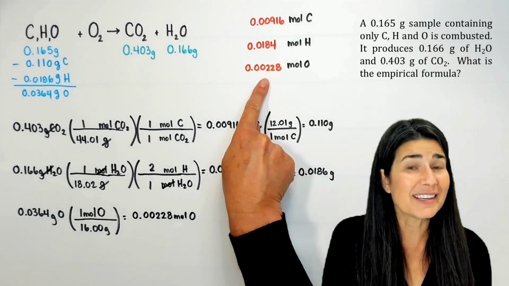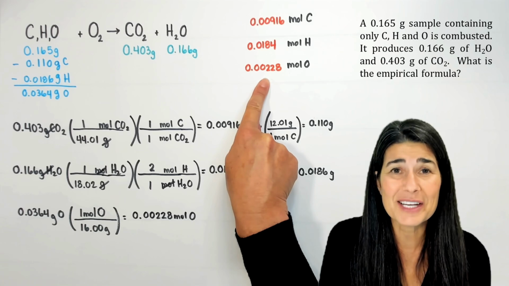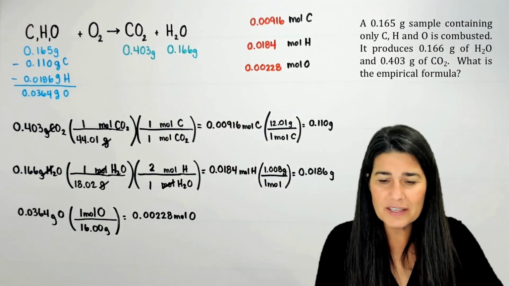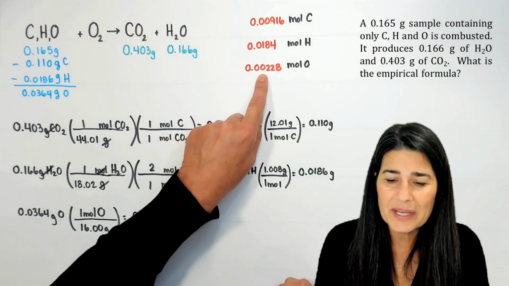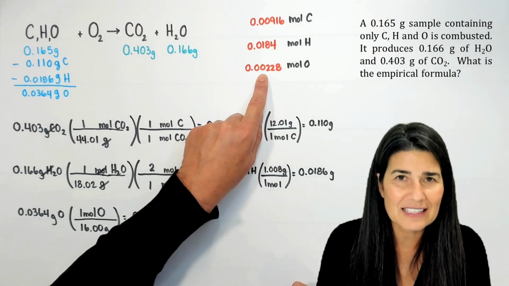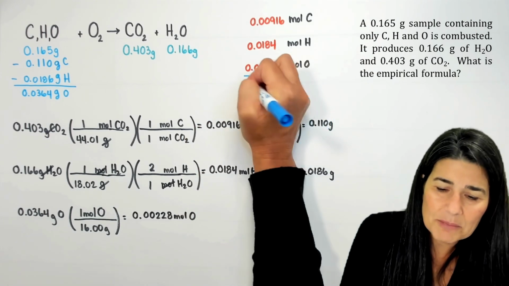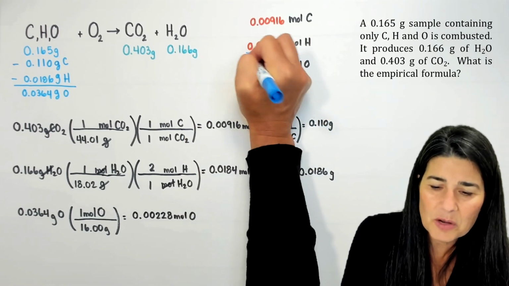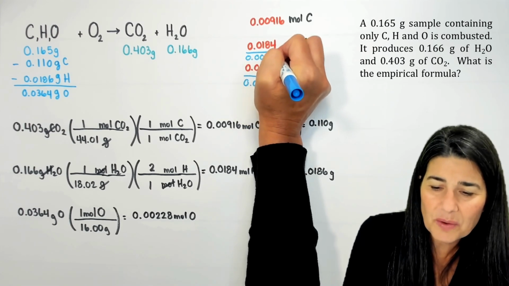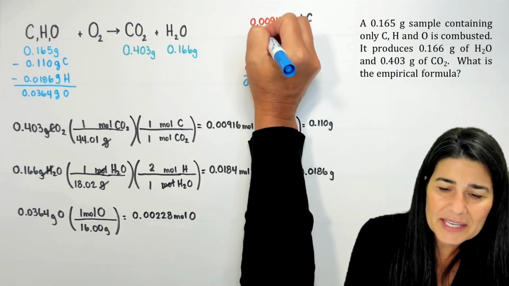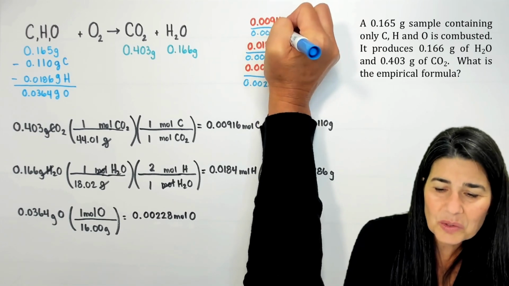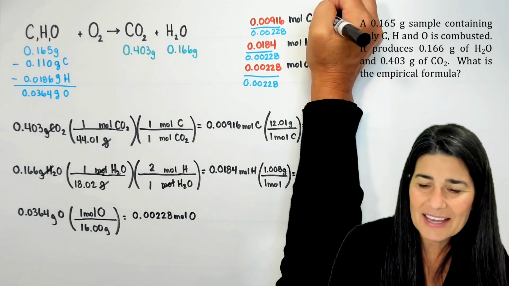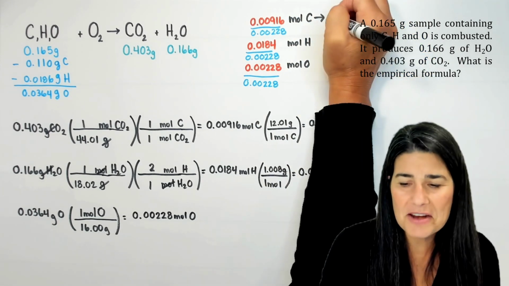Percent to mass, okay, we had some masses we got to play with. Mass to moles, we've got our moles. The next step to get a ratio, divide by your smallest. So the smallest out of all of these is 0.00228. I'm going to divide each of my numbers by 0.00228, 0.00228, and this one 0.00228.